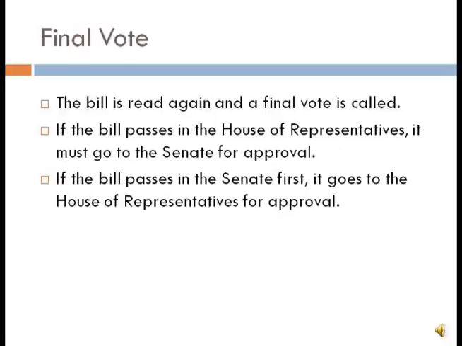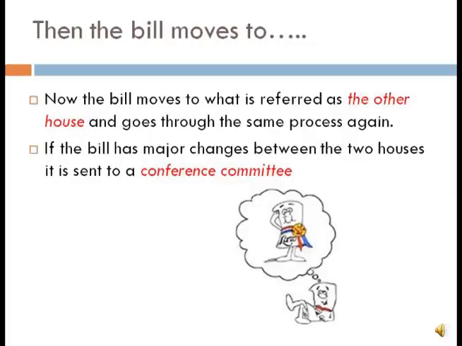Now let's discuss the final vote. The bill is read again and a final vote is called. If the bill passes in the House of Representatives, it must go to the Senate for approval. If the bill passes in the Senate first, it goes to the House of Representatives for approval. Then the bill moves to the other house, depending on where the bill started, and the same process happens again.